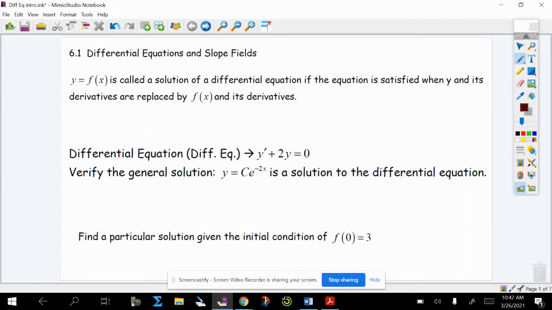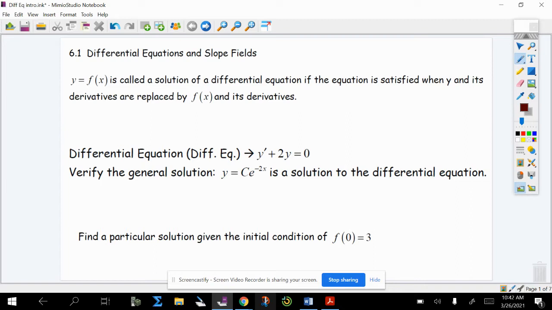So chapter 6, the entire chapter is called differential equations. A differential equation is simply an equation that involves a derivative, because the word differential means derivative, differentiated. So 6.1 starts by introducing the idea of differential equations, and then tomorrow we'll look at something called a slope field. We'll split this lesson up into 2 days.